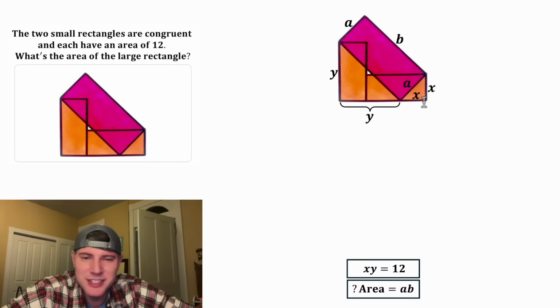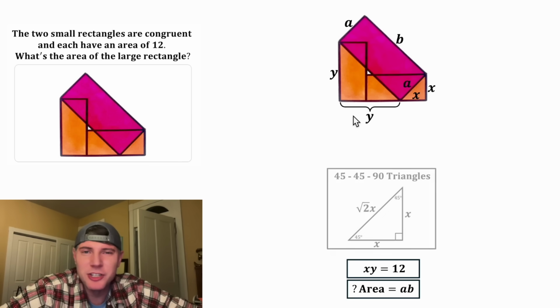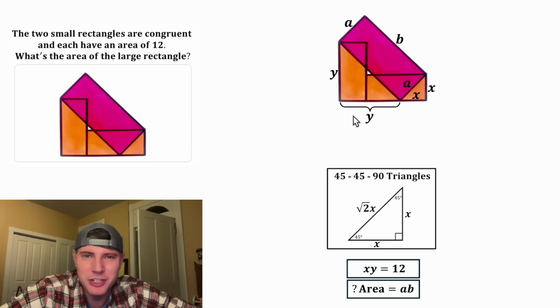And now since this is 90 degrees and this is X and this is X, this is a 45, 45, 90 triangle. And same thing right here. Since this is 90 degrees and this is Y and this is Y, this is also a 45, 45, 90 degree triangle. Let's look at these notes for 45, 45, 90 degree triangles. It says the hypotenuse will always be the side length times the square root of 2.